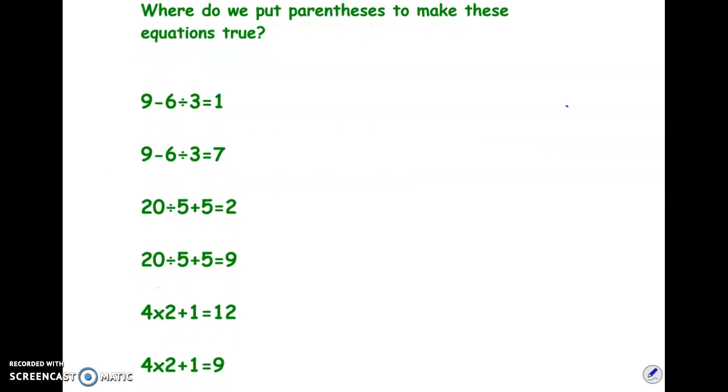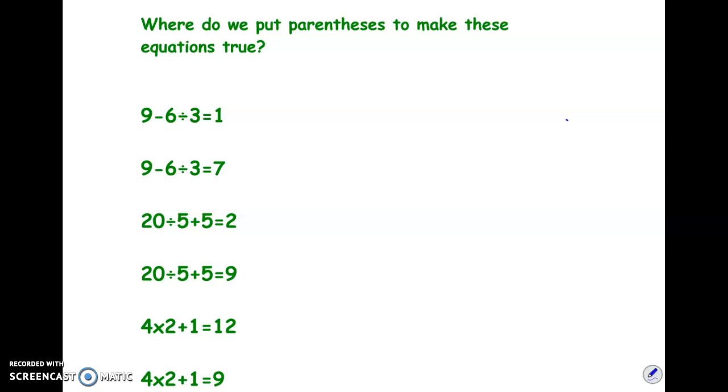Take a look at some of these. We're going to have you put parentheses in where you could make these equations true. For example, depending on which one of these I try first, I'm going to try this first one. Order of operations tells me I have to do dividing first, right? So 6 divided by 3 is 2. So if I write 9 minus 2, do I get 1? No, I get 7. So this is the answer for this one, right? So that would be true if I followed the order of operations and I did 6 divided by 3 first.